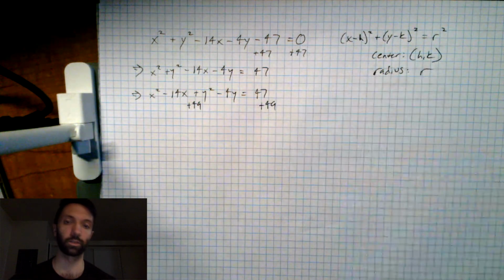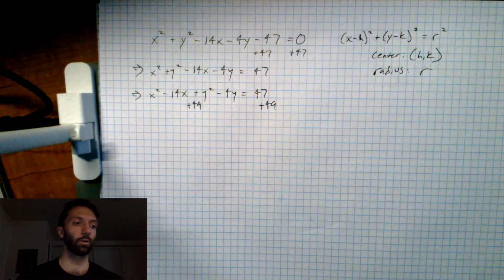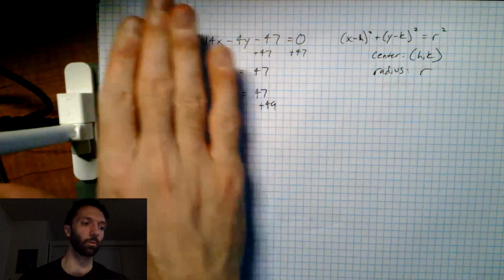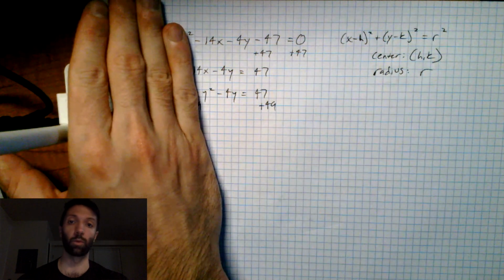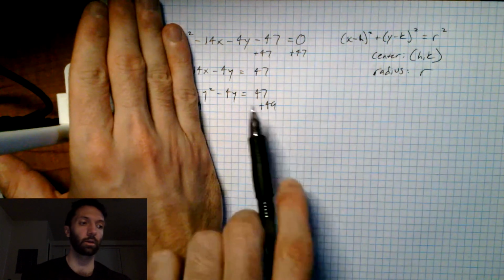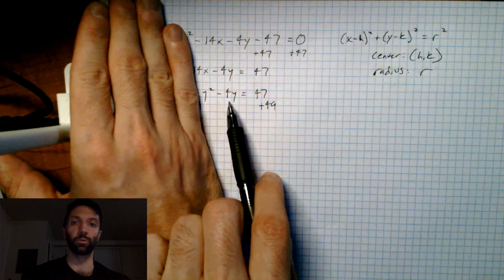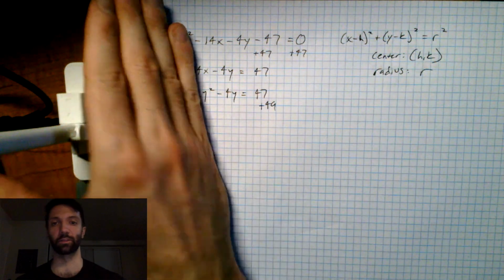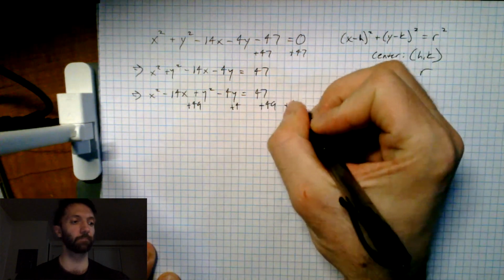Okay, whatever you do to one side, you have to do to the other side. And so now I'm going to ignore my x terms, and I'm going to complete the square for my y term. So again, I'm going to cut this value in half, and that would be negative 2. I square the negative 2, I get positive 4. So I'm going to add 4 to both sides.